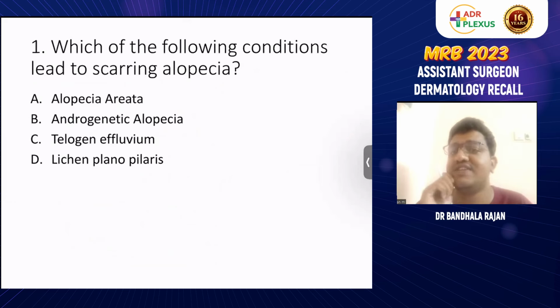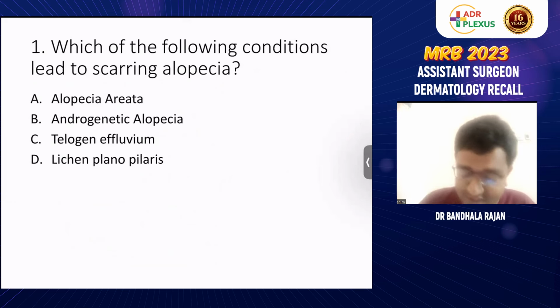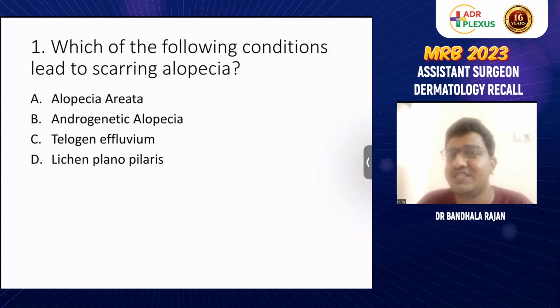The first question was: which of the following conditions leads to scarring alopecia? Option A, alopecia areata. Option B, androgenetic alopecia. Option C, telogen effluvium. Option D, lichen planopilaris. Actually, this question was discussed at least 5 to 6 times, even in all our discussions: causes of scarring alopecia and causes of non-scarring alopecia, in the table also. Even in MRB classes, NEET, INICET, everywhere it is repeated again and again. So you can expect this question in other exams also. You have to know the causes of scarring and non-scarring alopecia.